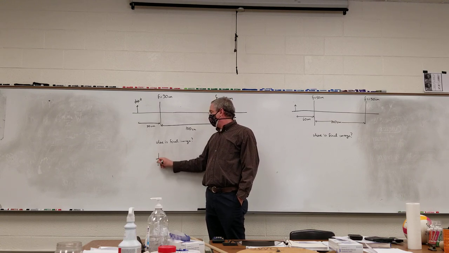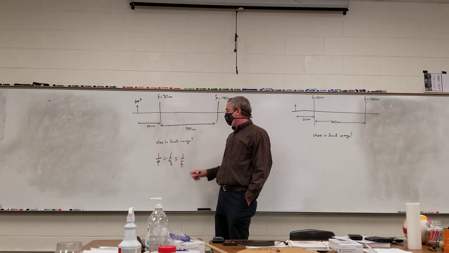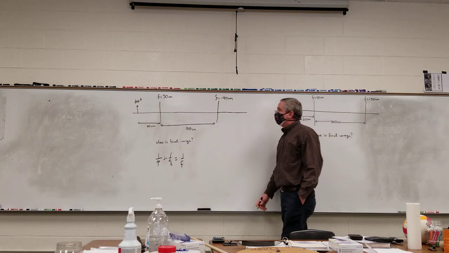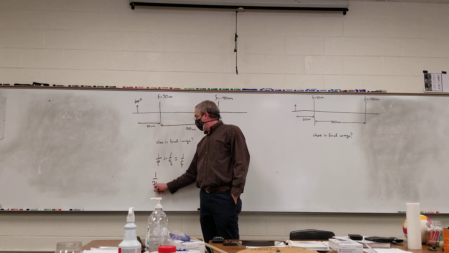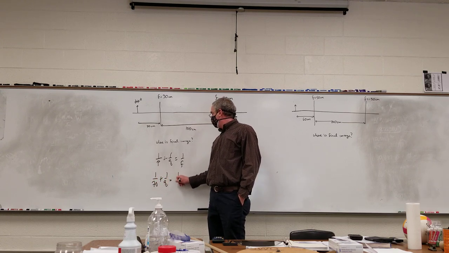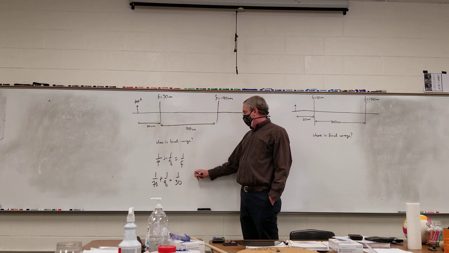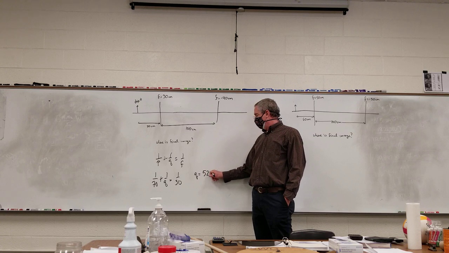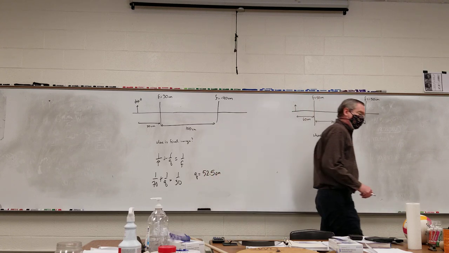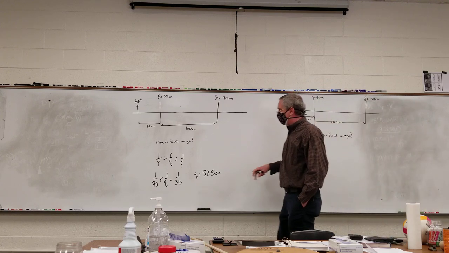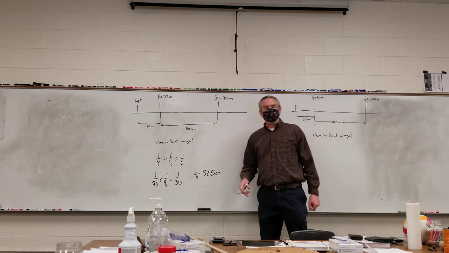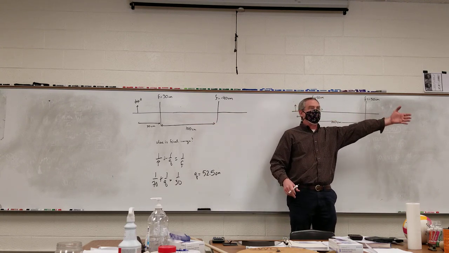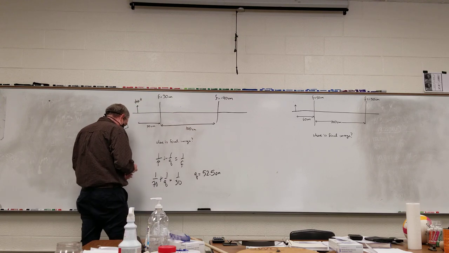So I have 1 over P plus 1 over Q is 1 over F, the same formula that we've used so often. So 1 over 70 plus 1 over Q is equal to 1 over 30. And so work it out. Q ends up being 52.5 centimeters. So this tells us that the image is at 52.5 centimeters on the backside of the lens, because you expect the light to go through, so a positive Q value means the light actually went through where the image is.